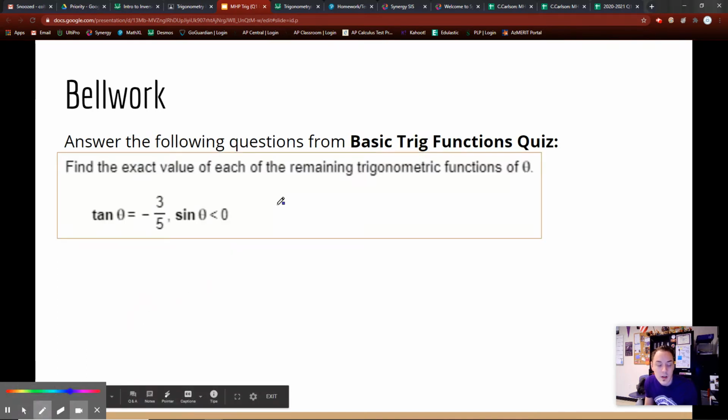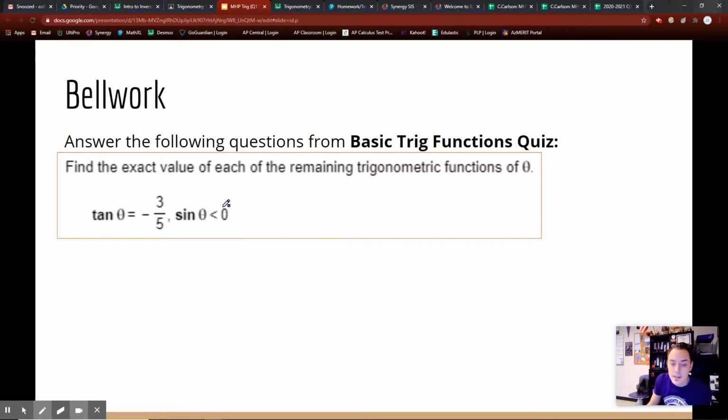So this one is something that we've gone through in our notes over and over again, but we're going to go through it again. We see that tangent is negative, and sine is less than 0, so that's also negative as well. If it's less than 0, it is negative. So my first step here is to find out which quadrant it's in.